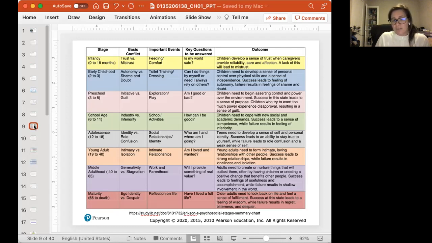And then the last stage is maturity, 65 to death. The basic conflict here is ego identity versus despair. The important event is that you're reflecting on life and you're questioning: have I lived a full life? Did I do anything that was worthwhile? Am I happy with the way that I did things?